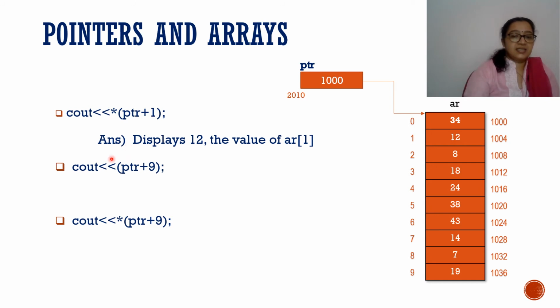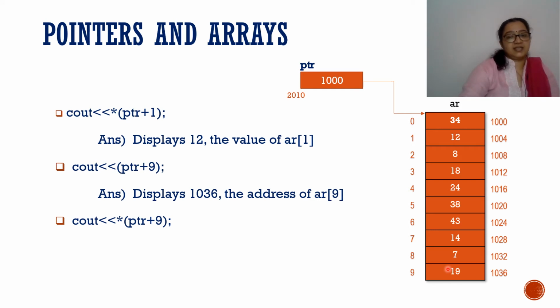Now the next is PTR plus 9, there is no star there. So PTR plus 9 means what? PTR plus 1 is this one, 1004. So PTR plus 9 is 1036. So we will get the answer as 1036, the address of AR of 9.